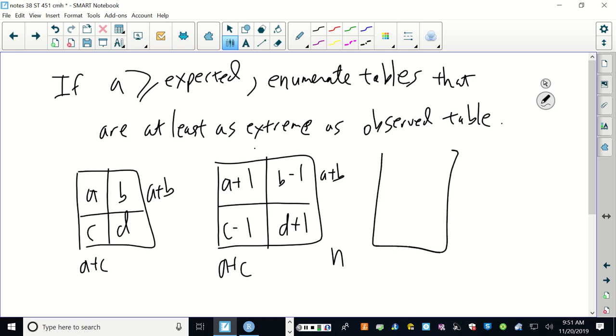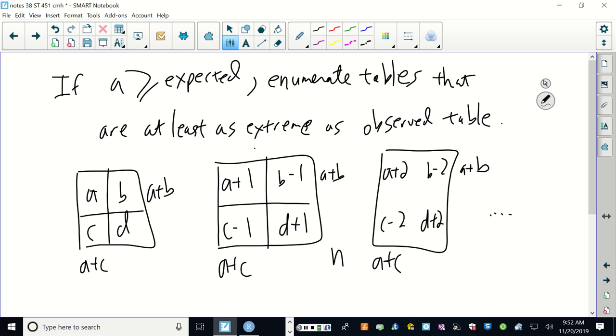And then we would keep doing that as long as we can. A plus 2, B minus 2, they add up to A plus B. C minus 2, this adds up to A plus C. Same margins, same expected values. This one has to be D plus 2, etc. To the point that we can't do it anymore.